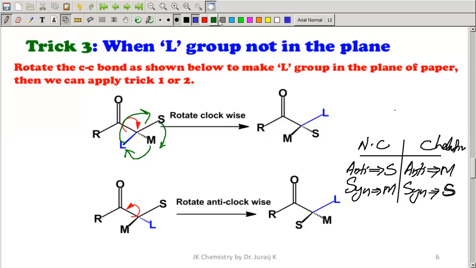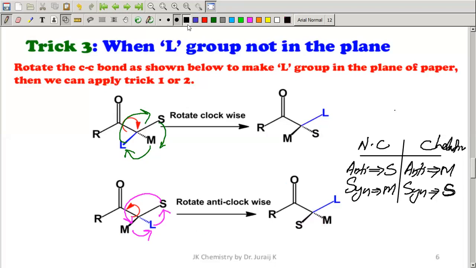Another situation in which your large group is in the dash position. What we will do, you want to make it in the plane of paper. You just do anti-clockwise rotation, in which your rotation is in this way. So what will happen? The large group is in the plane of paper, the small group in the wedge position, and the medium group in the dash position. Accordingly, you can do this rotation.